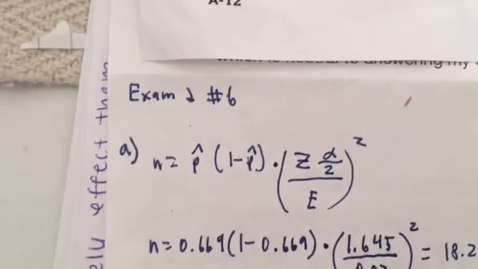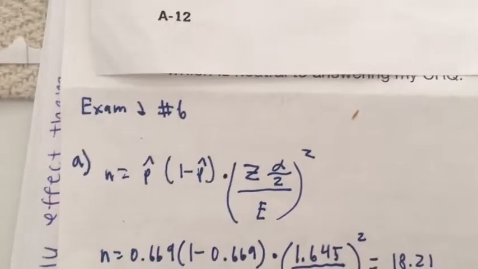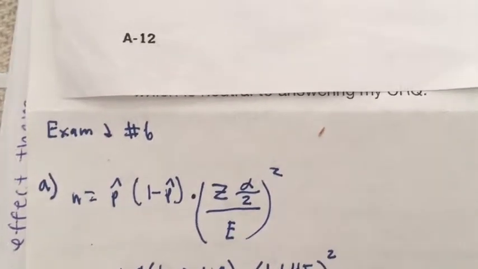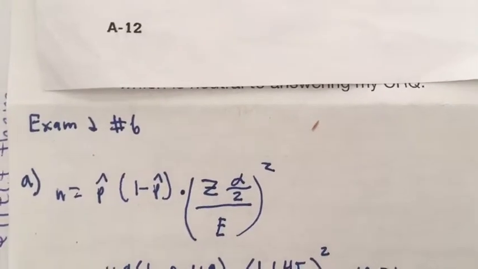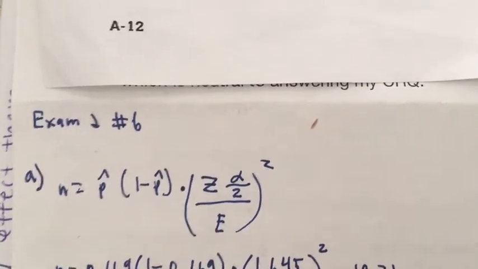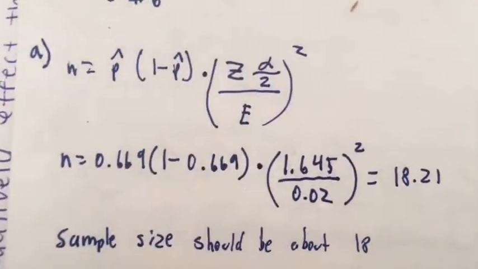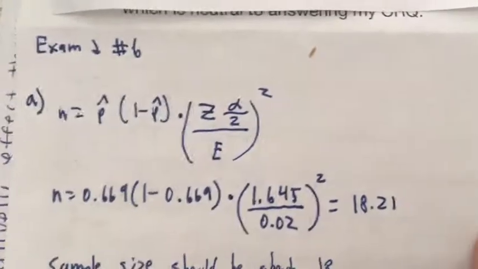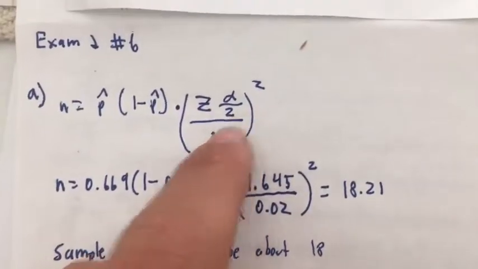So we're going to go to my work right here. We're basically trying to find n under two different scenarios. So our formula to do that is n equals p hat, 1 minus p hat, times z alpha over 2 over E, which is our margin of error, and then that's squared, as you can see. So we plug in everything, and this is all given to us in the problem, or everything aside from the z alpha over 2, but we have a shortcut to that on our z table.